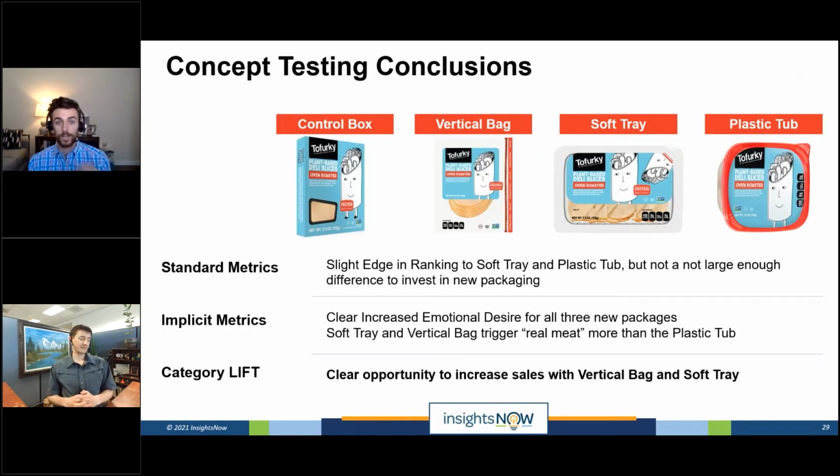So there is a clear retail opportunity to increase sales, commercializing the vertical bag and the soft tray, looking at the max diff category lift scores here. So Greg, any more you want to add here?